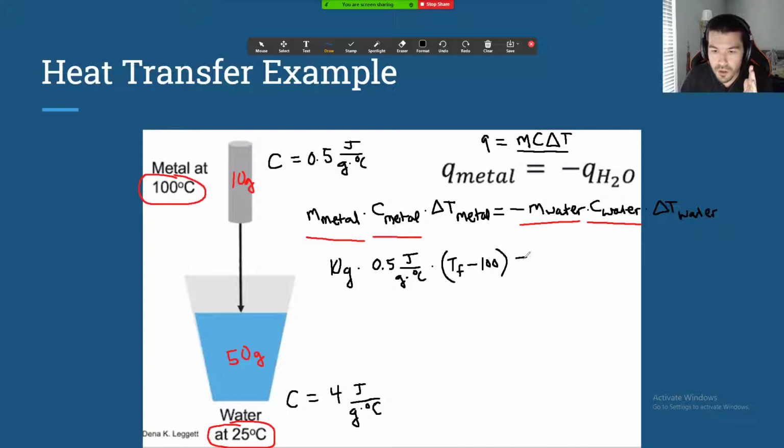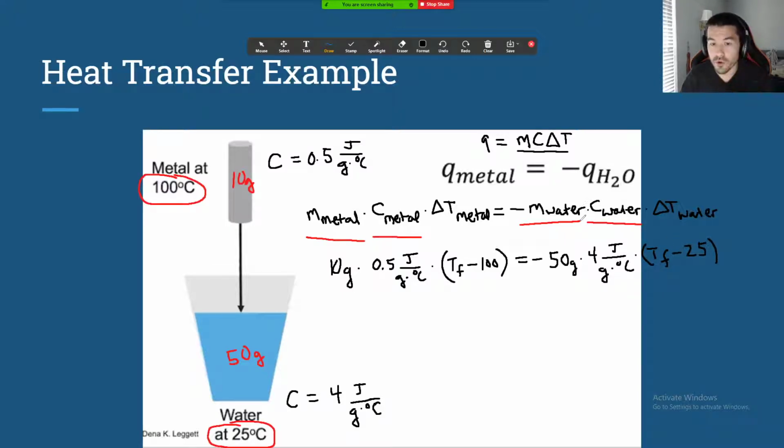This is equal to negative times the mass of the water, 50 grams, times the heat capacity, 4 joules per gram degrees Celsius. And then this is going to be times the delta T of the water. Once again, I don't know what the final temperature is. I do know what the initial temperature is, 25.